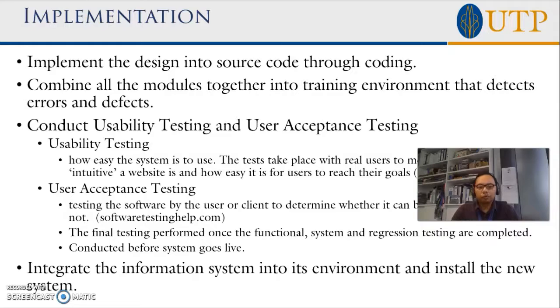Okay, so implementation is about integrating the information system into its environment and installing the new system. So that's the end of the implementation phase, where the system goes into live production. The users in the organization actually use it for their day-to-day operations or for whatever objectives. Okay.